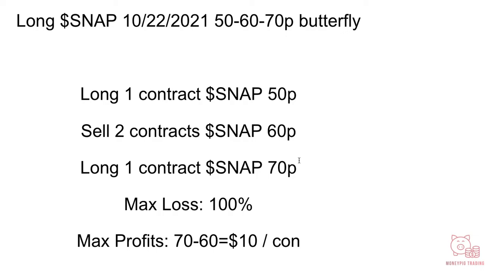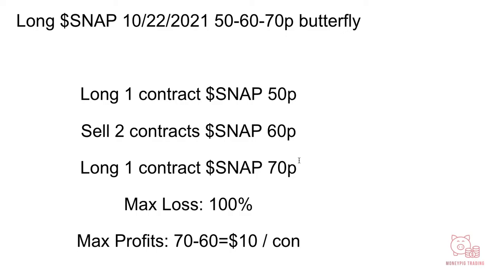Whatever you pay for this contract, if on the expiration date, here October 22nd, Snapchat falls under $50 or above $70, this butterfly spread will be worthless. And you are going to lose 100% of this contract. Usually when you buy it, it's probably like a few cents per contract. So usually even this 100% is not really a major loss. So this is a good strategy for lotto as well.